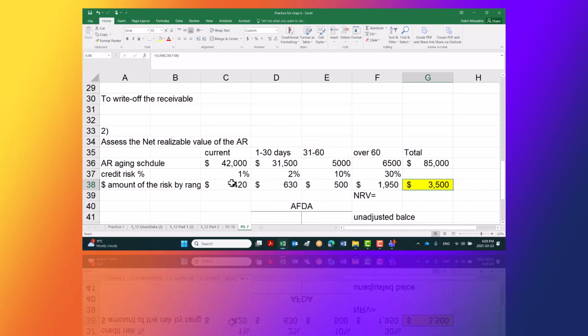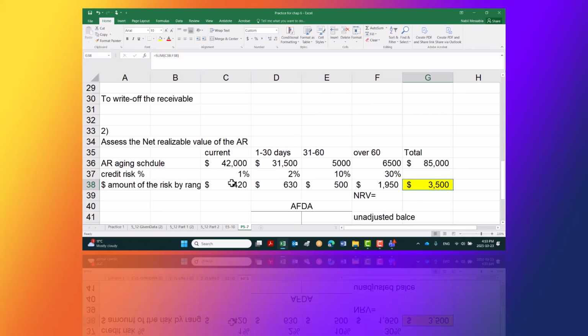$3,500. Okay, next, what should I do with this? Is this what I should put in my journal entry? The answer is no. You do this if it was the credit sales approach. What is the $3,500? I just calculated it mathematically. This should be what in the books? The ending balance of your allowance. $3,500 is the total amount of the risk, the provision, the ending balance of your allowance.